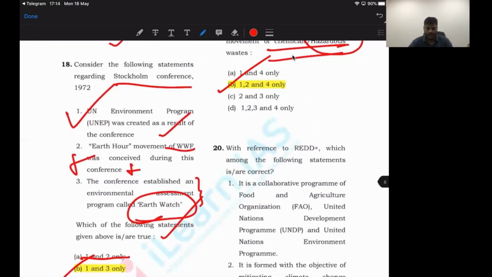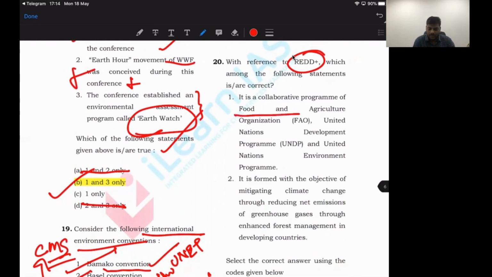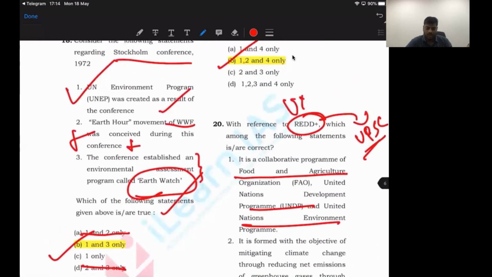Got it. Then 20th one, with reference to REDD plus, which among the following statements is or are correct? It's a collaborative program of FAO, UNDP and UNEP. Is it correct? FAO, UNDP and UNEP. So those who know, this is a previous year UPSC question. Okay, UPSC had asked something related to REDD plus earlier. REDD plus is not related to FAO, UNDP or UNEP. REDD plus was initiated by the parties to the Convention on Climate Change, UNFCCC.